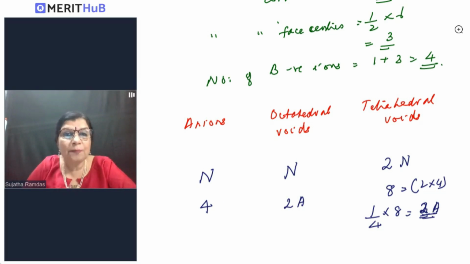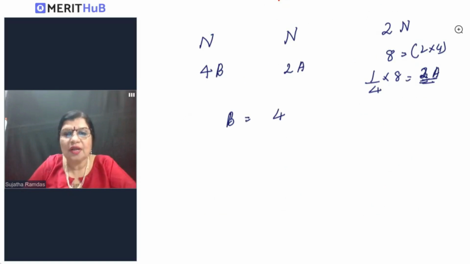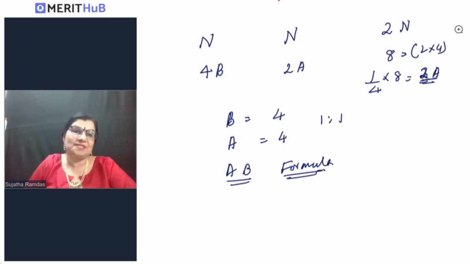So there are 4 B anions in total. Let's make a list here. Number of anions are 4 and number of cations are also 4. So what is the formula? What is the ratio? AB. The ratio is 1:1 and therefore AB will be the formula of the substance.